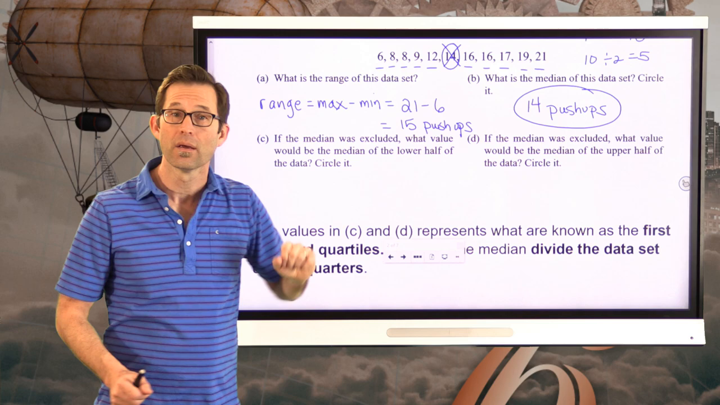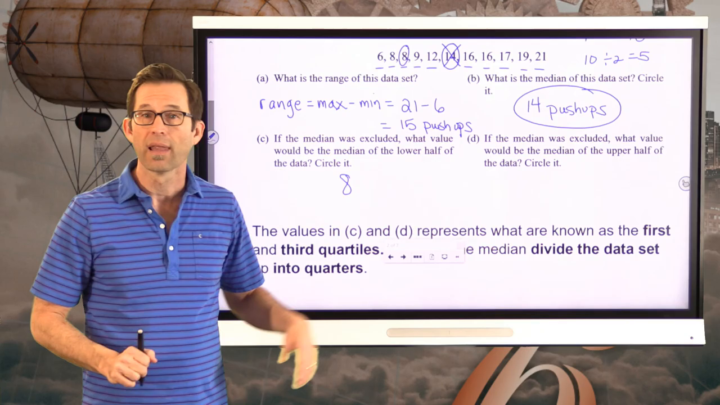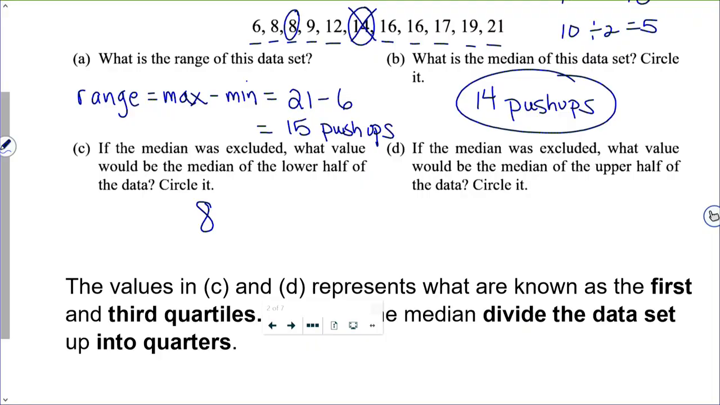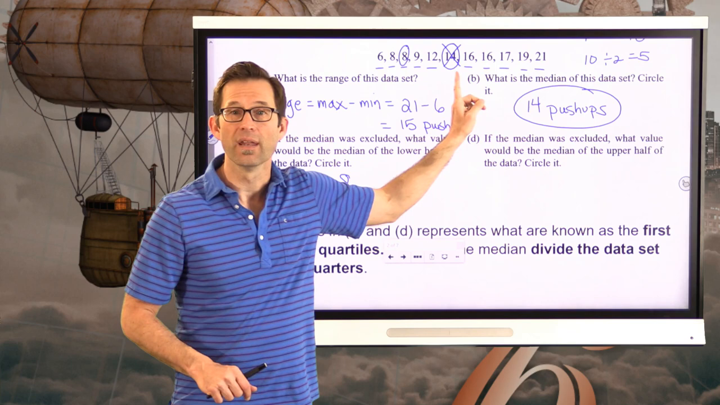Well, the median of the lower half of the data set would be that 8, right? Because there would be 2 below it and there would be 2 above it. So it would be 8. And likewise, letter D, if the median was excluded, what value would be the median of the upper half of the data? Circle it. Well, again, easy enough. We've got these 5 data points. So the one that's right in the middle would be the 17, right?